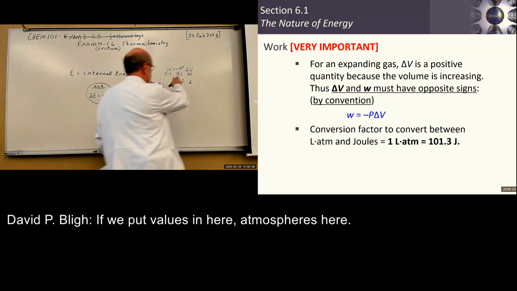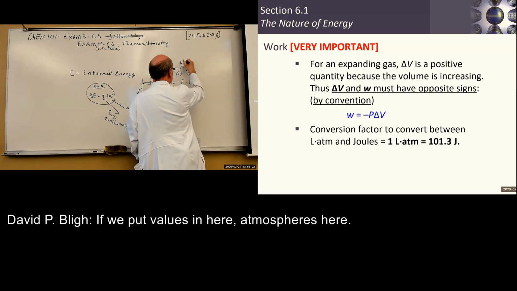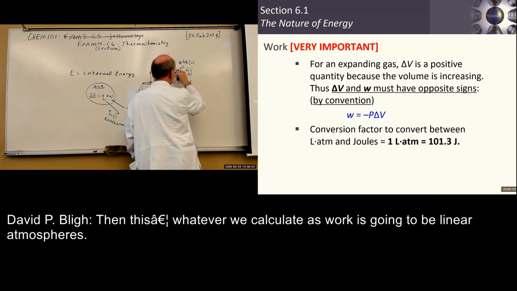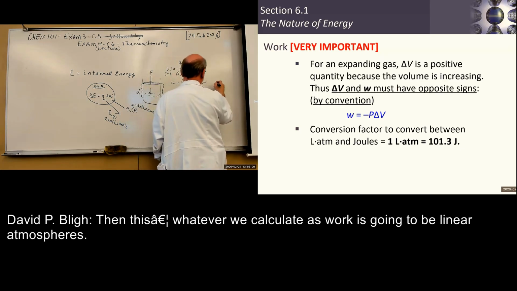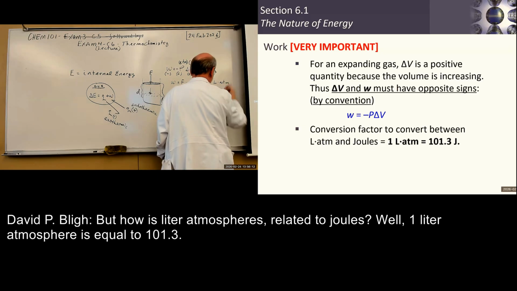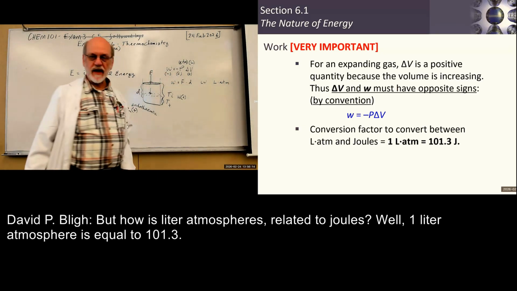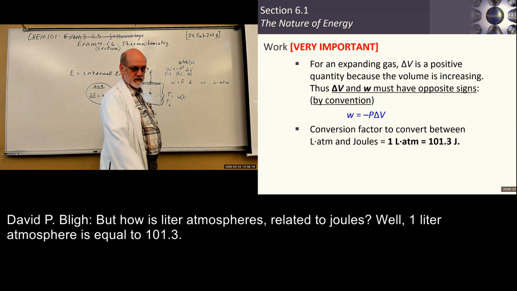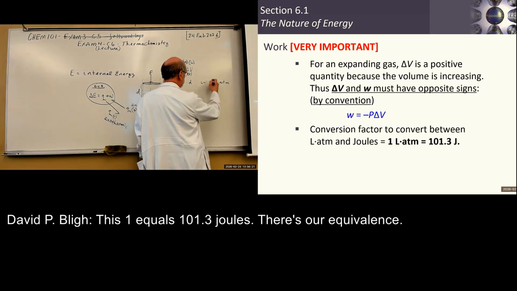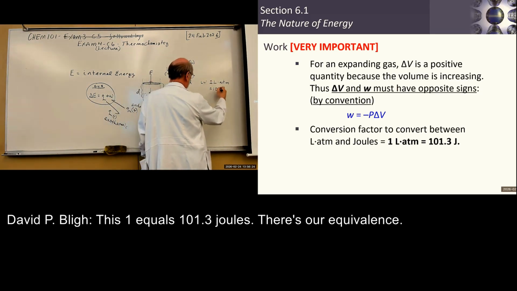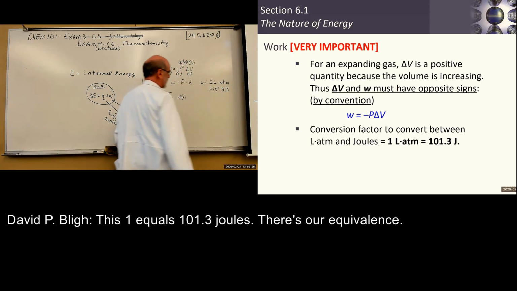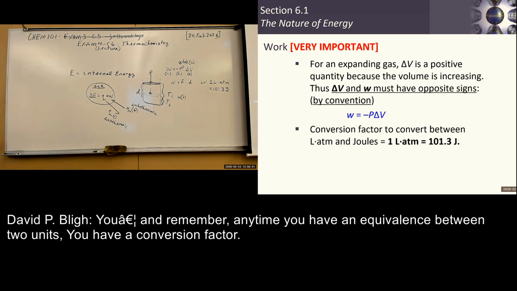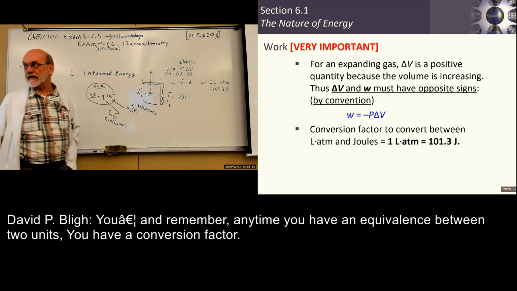If we put values in here, atmospheres here, right? This is going to be liters. Then whatever we calculate as work is going to be liter atmospheres. But how is liter atmospheres related to joules? Well, 1 liter atmosphere is equal to 101.3 joules. There's our equivalence. And remember, anytime you have an equivalence between two units, you have a conversion factor.